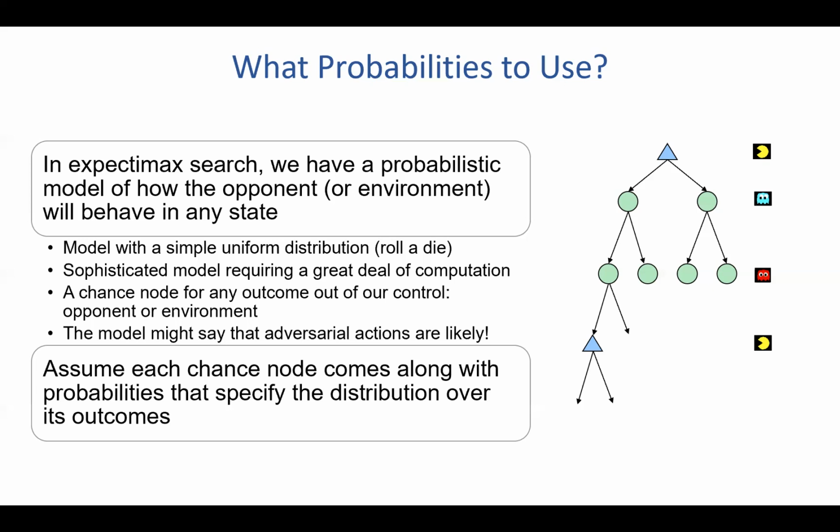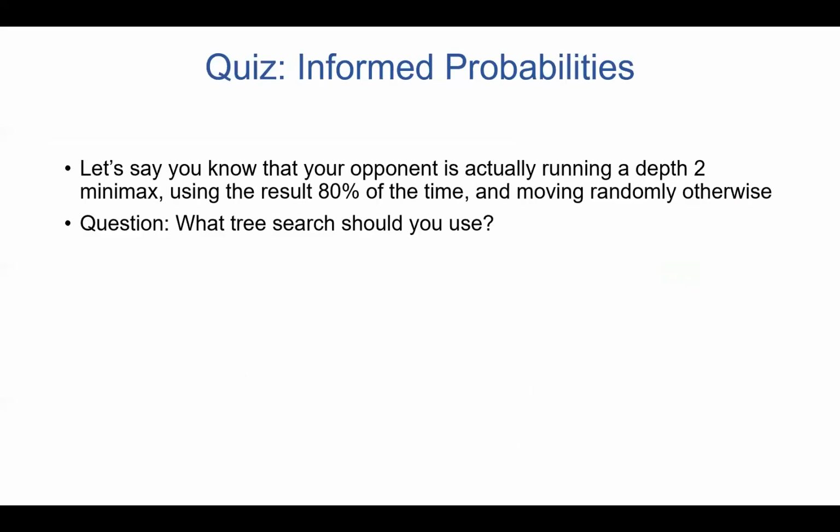Just like the heuristic, if you remember in the search problem, somebody just came and gave you the actual distance and said, okay, this is the best possible route that you can take. You can use some domain knowledge. So we will assume that each chance node comes along with probabilities that specify the distribution over its outcomes. Okay, something similar. So let's have a very quick quiz question about the selection between minimax and Expectimax.